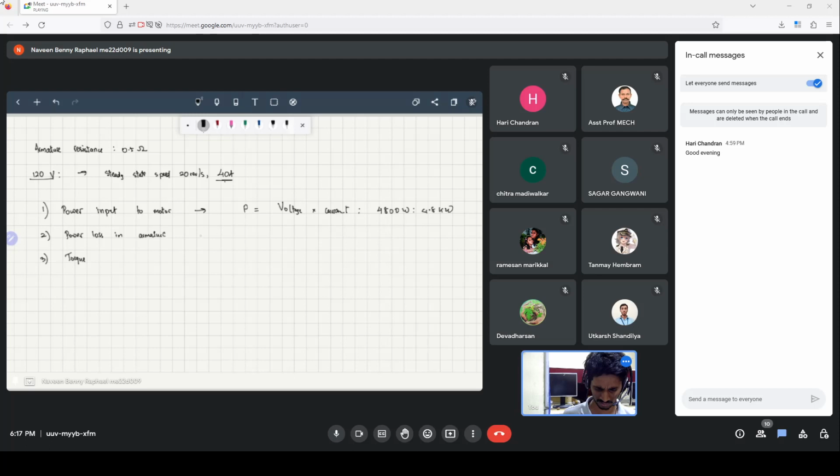The power loss in the armature is P is equal to I squared R, which in this case will be 40 squared into 0.5, which is 800.